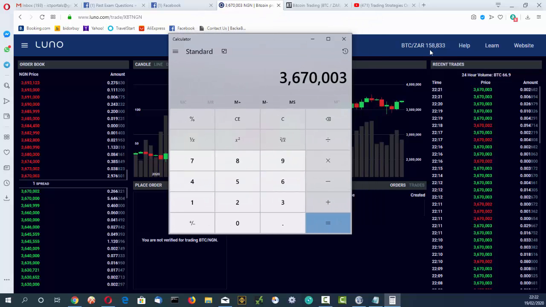So what happened is, in Nigeria now, one Bitcoin is 3.6 million, which I key in the calculator. And in South Africa, one Bitcoin is 158,000. So if I divide 3 million by 158,000, that means the exchange rate from Nigeria to South Africa now is 23.1.